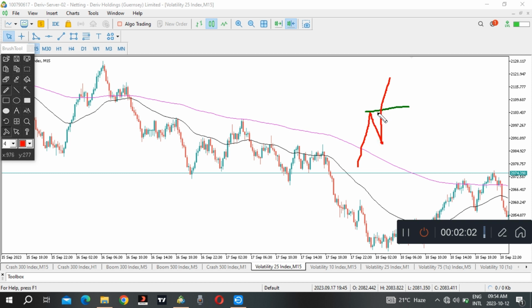And a broken resistance, what does it turn into? It turns into a support, right? So when the market pulls back again to that area over here, that's when I'm going to be looking for my entries. So this is a zone flip.